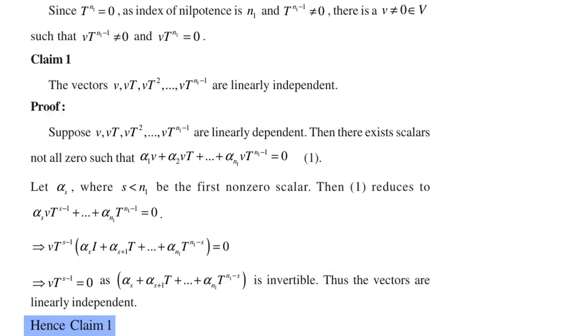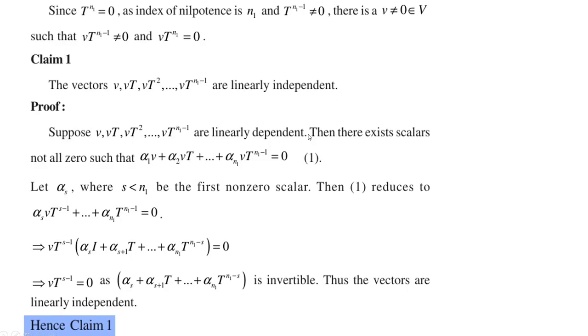So first we are given T to be nilpotent with index of nilpotence n1. So we have T^n1 = 0 and T^(n1 minus 1) non-zero, and because this is non-zero, we can find a non-zero vector v such that the image of that under T^(n1 minus 1) is non-zero. And vT^n1 is 0. Now we'll consider the vectors as the first claim: v, vT, vT^2 and so on up to vT^(n1 minus 1) are linearly independent.